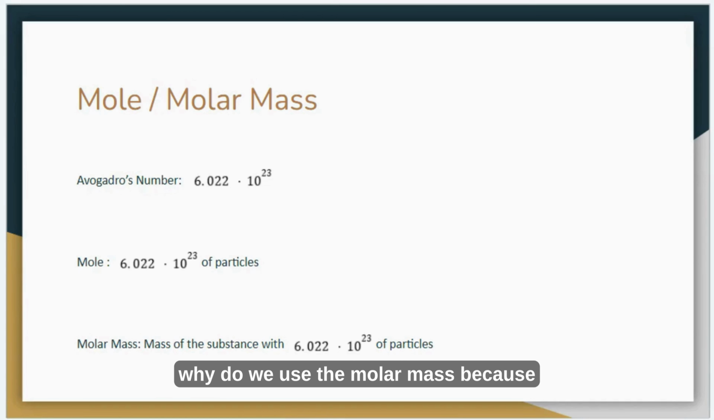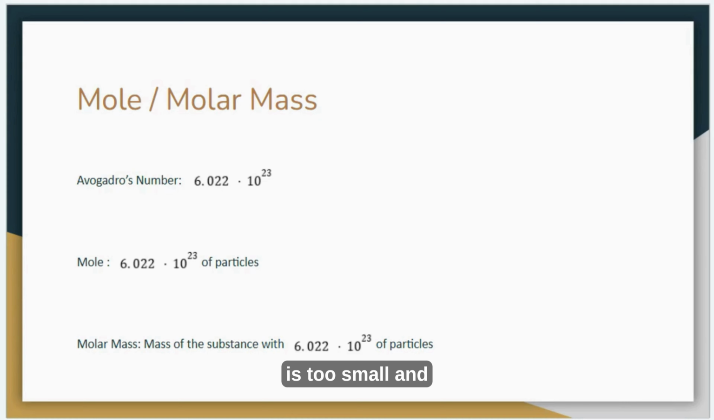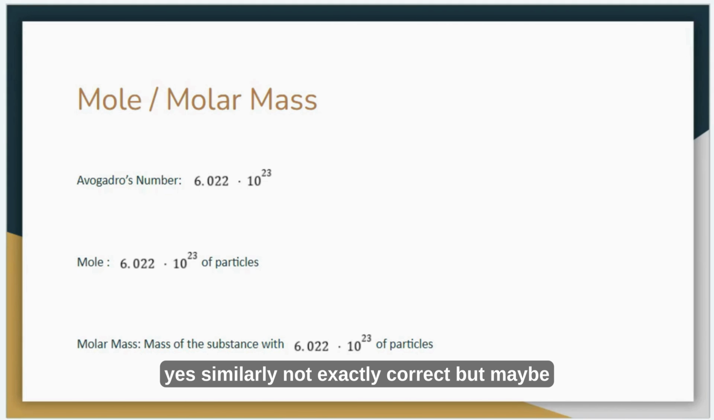Why do we use the molar mass? Because you cannot see the atoms or particles or molecules, right? In fact, if we are just trying to get one particle, one atom, one molecule, it is too small and it's really hard to get the mass. Similarly, not exactly correct, but maybe you can think of it like a weight. So we cannot get that mass. So we use the mole.